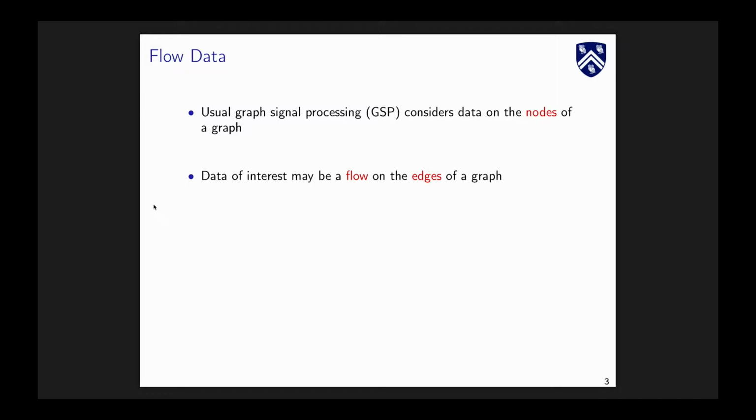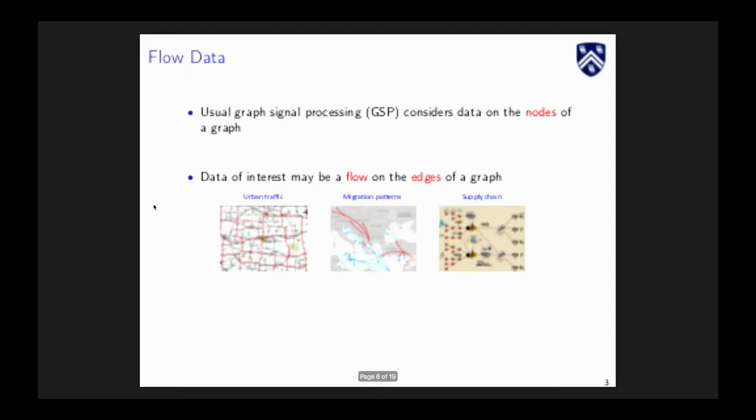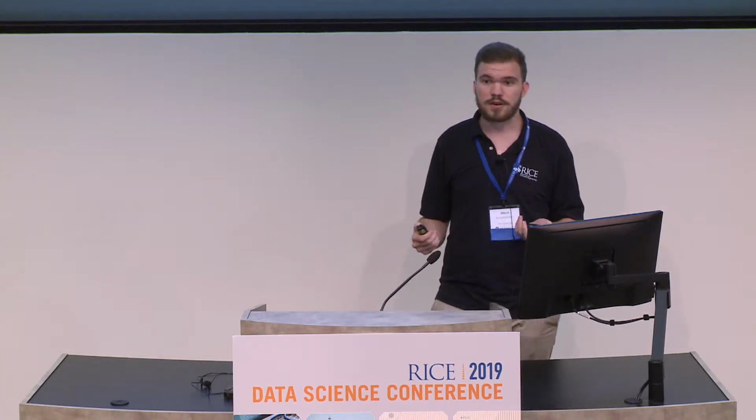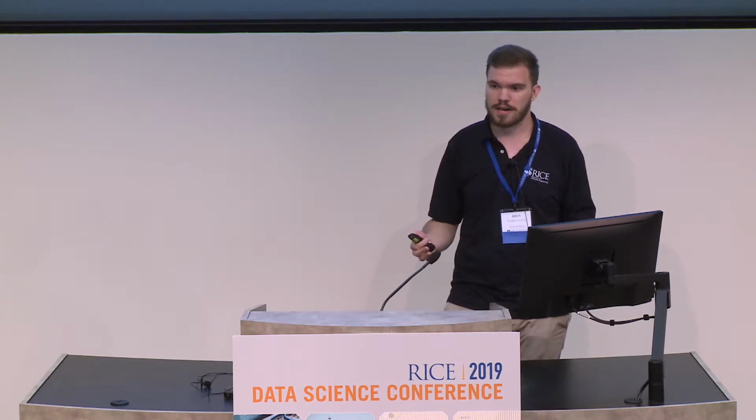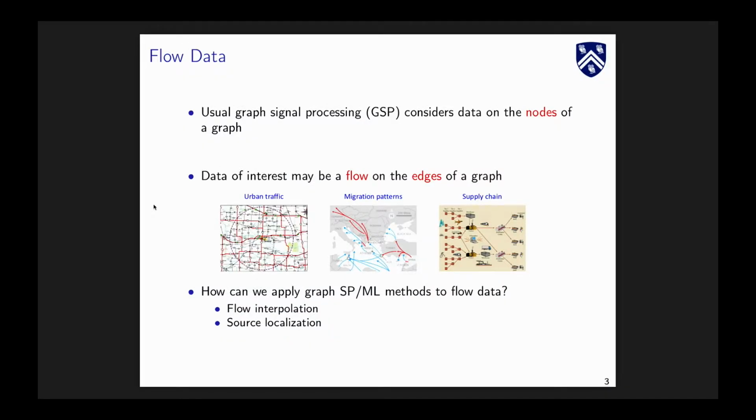But some data that we're interested in might be modeled best as a flow over the edges of a graph, right? So some examples could be urban traffic flow over roads, migration patterns between countries, or a supply chain in a business setting. And so our main question is how can we apply these signal processing and machine learning methods to flow data to perform tasks such as interpolating flows or localizing sources in some system?